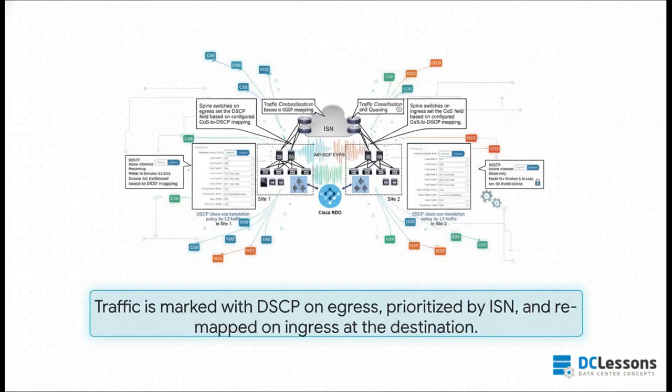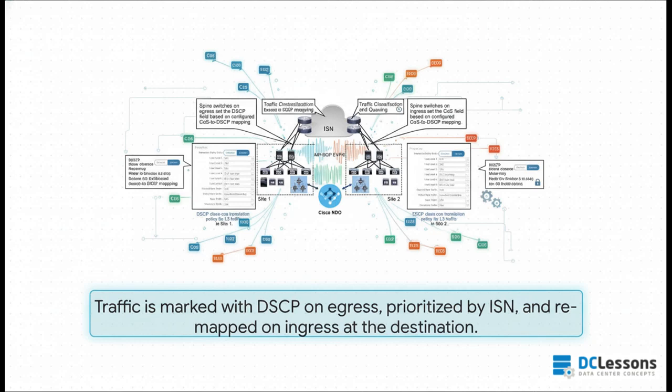The end-to-end process here is actually pretty slick. So a packet leaves Site 1, and the spine switch there takes a look at its internal cost value and slaps a corresponding DSCP value on that outer IP header. The ISN cloud then sees this marking and gives it the right priority. Then, when the packet gets to Site 2, the spine there sees the DSCP value and translates it back into the right internal cost policy. You get true end-to-end quality of service.